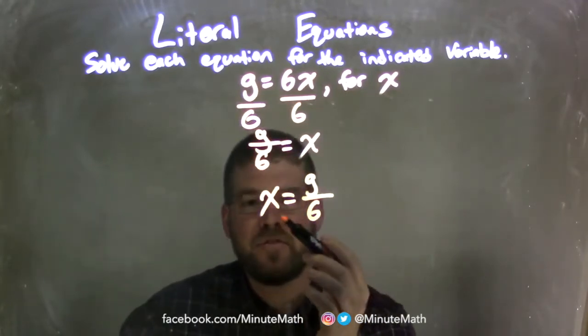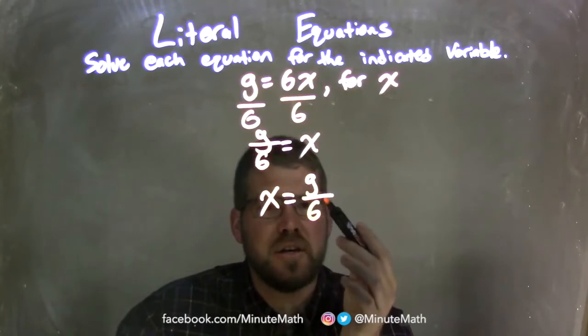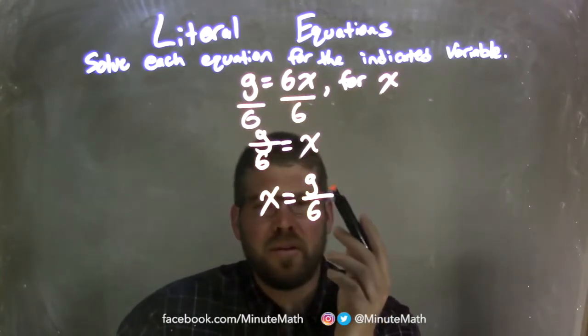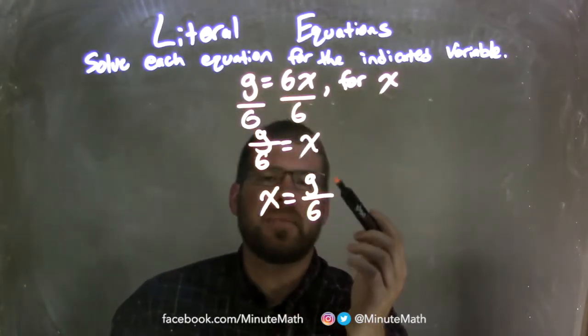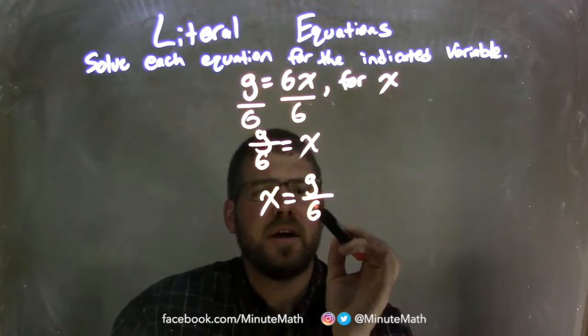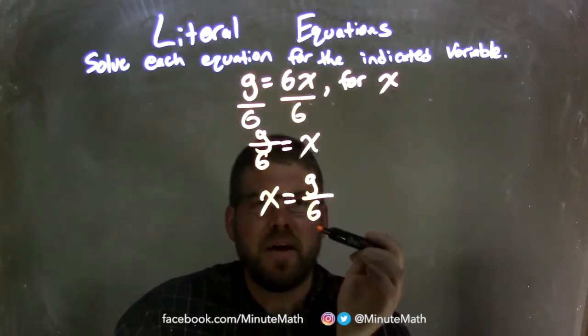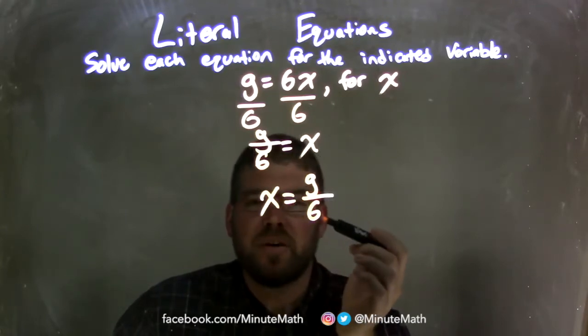And now I have solved for x by itself. G is on the right, over 6. And since we don't know what number g is, because it can be any number, this is some real number, we don't divide there. We just leave it separated with division, but don't actually divide the 6 into the g. So our final answer here is just x equals g over 6.